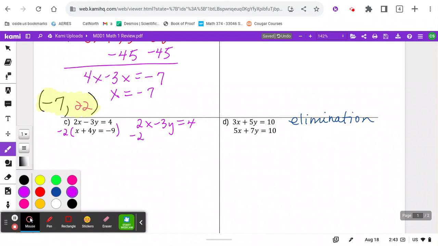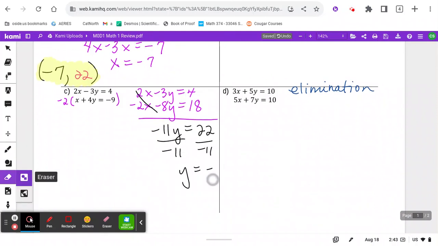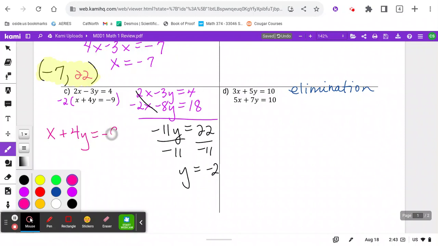So negative 2 times x, negative 2 times 4y, negative 2 times negative 9, positive 18. Double check your signs: negative, negative, positive. Now we do have something that can be eliminated. 2 minus 2 is 0 x's. And then these combine. Negative 3, negative 8 is negative 11 y's equals 22. I just solved and got half an answer. y is equal to negative 2. I now need to plug in to either equation to solve for the other.